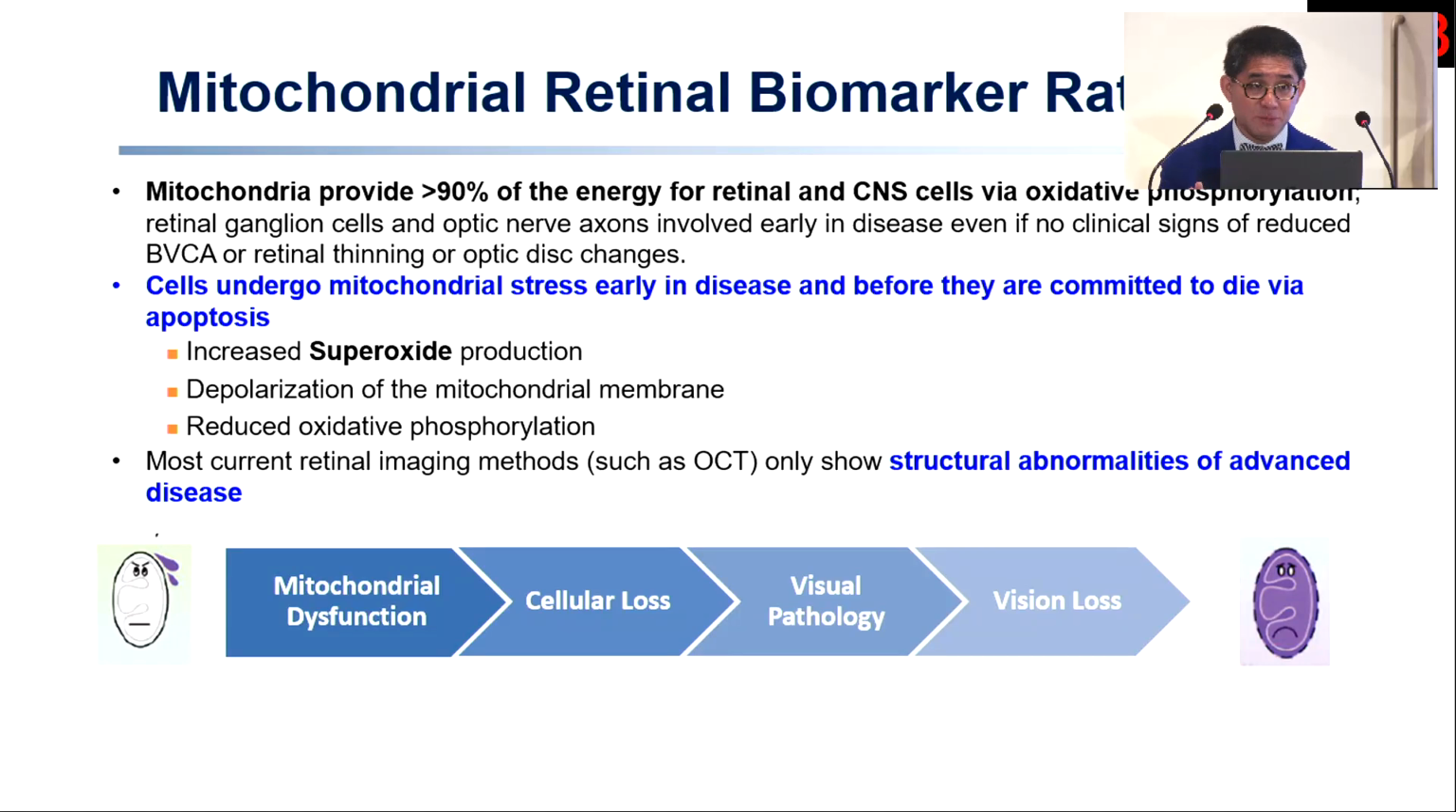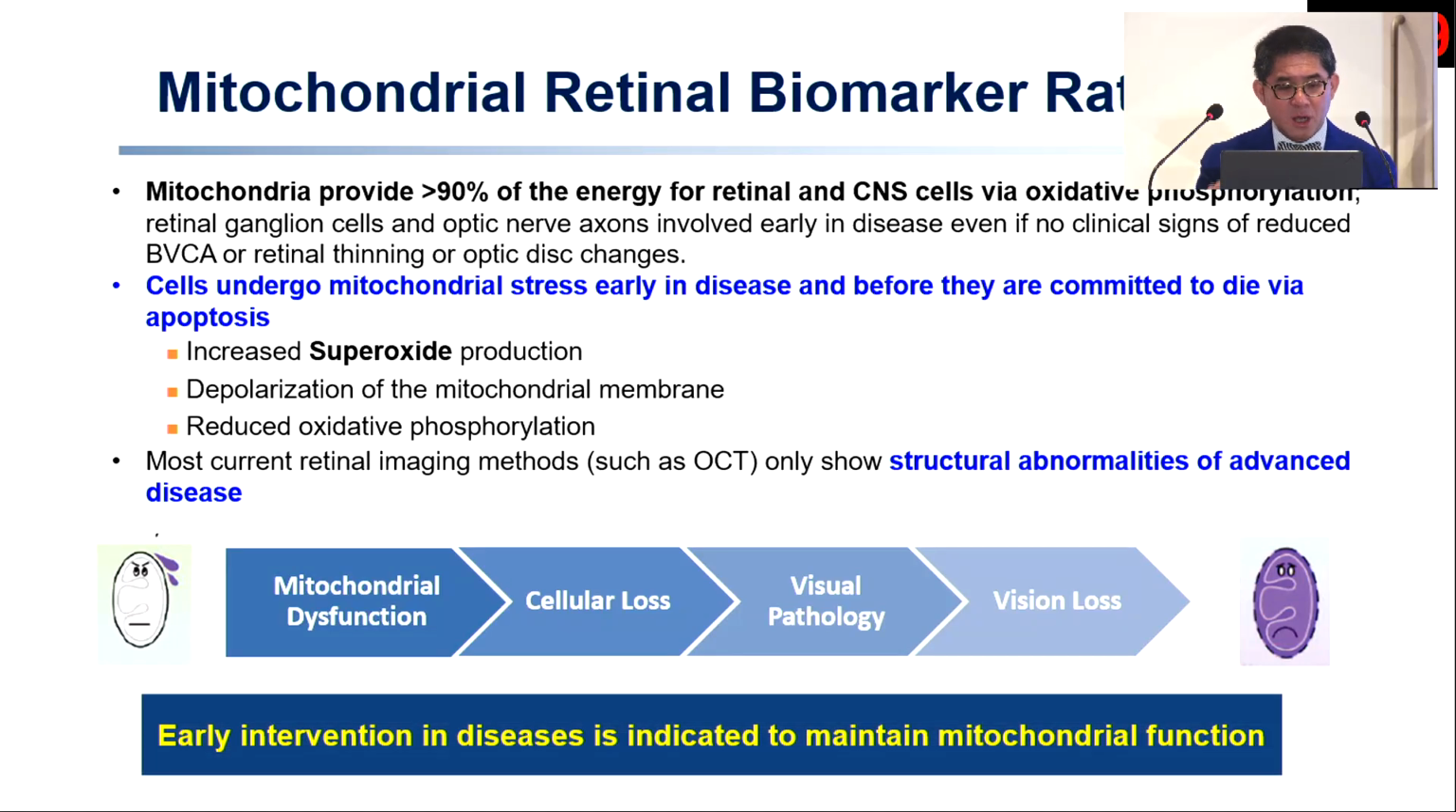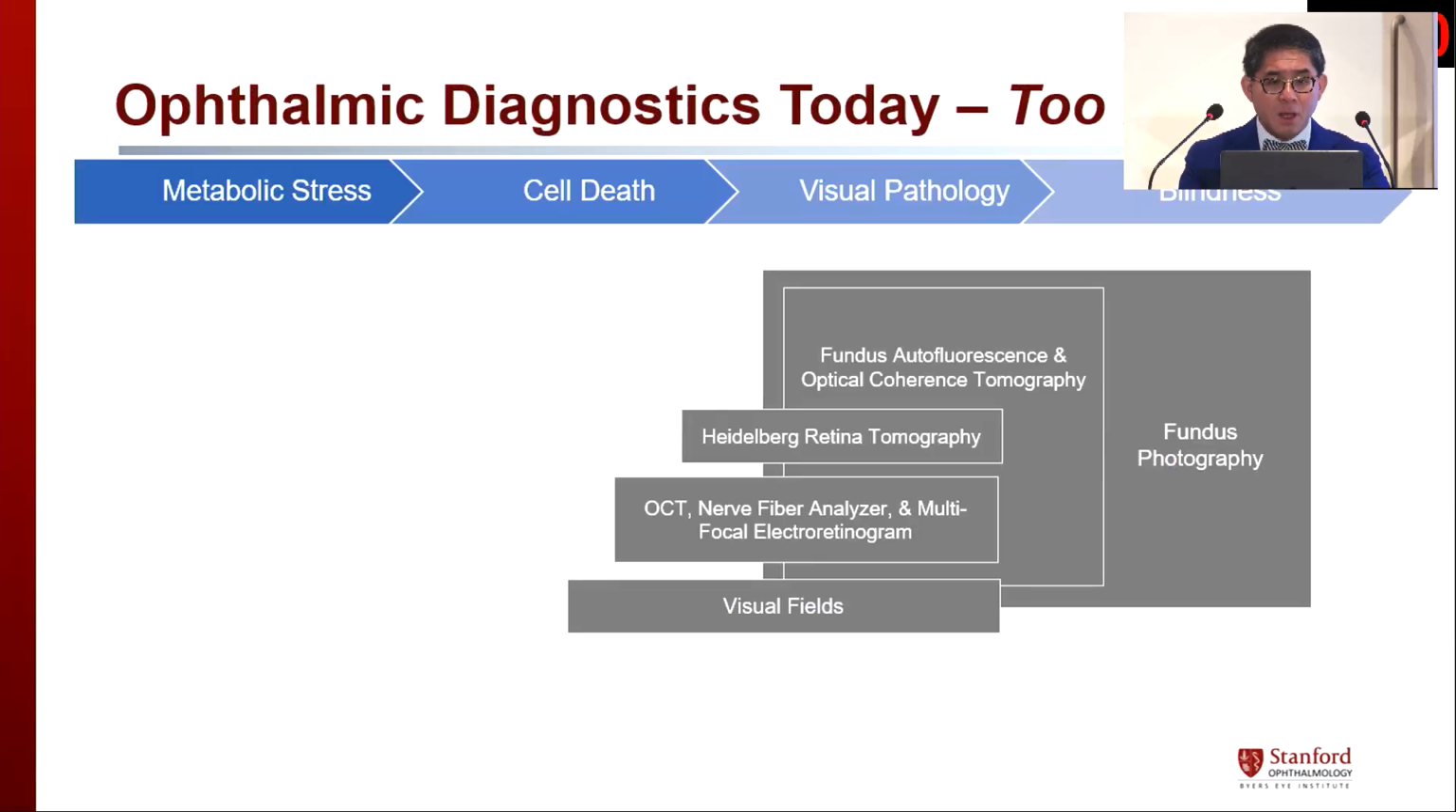Most of the time at this moment, we as clinician scientists will see patients when they have vision loss or visual pathology. But we want to shift our opportunity. We want to see the patient earlier to see if we can detect it. So with this concept, early intervention in disease is indicated to maintain mitochondrial function.